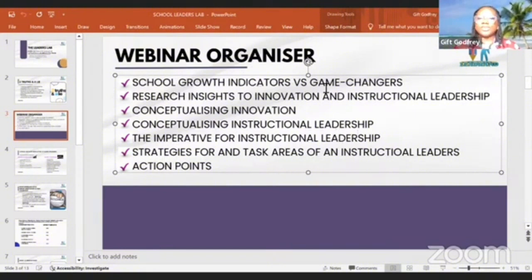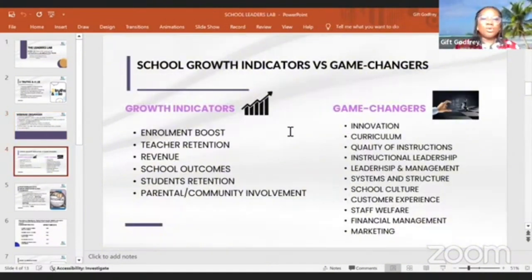School growth indicators versus game changers. And then we have research insight, to innovation and instructional leadership. We have conceptualizing innovation, conceptualizing instructional leadership, the imperative for instructional leadership, strategies for task areas of an instructional leader, and finally your action points. Now let's go. Let's get the ball rolling. School growth indicators versus game changers.